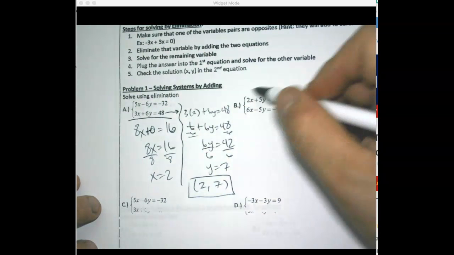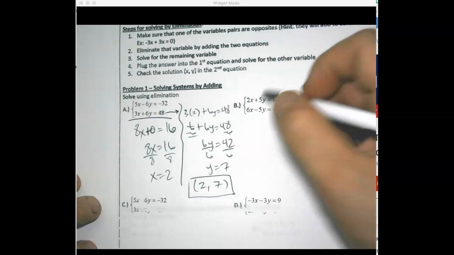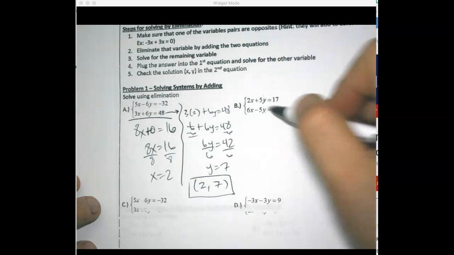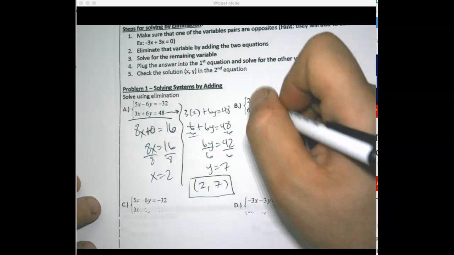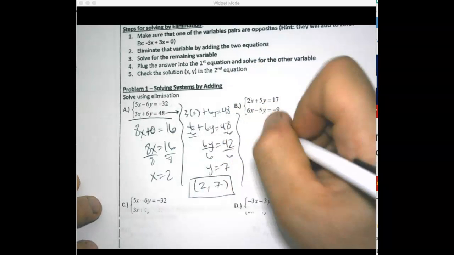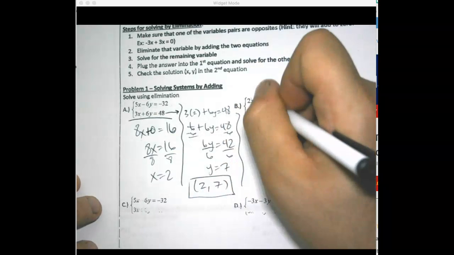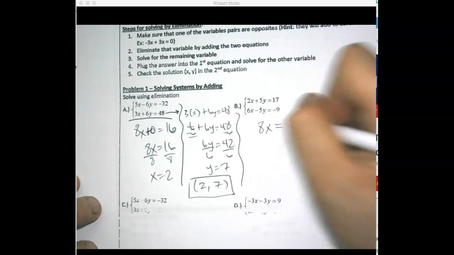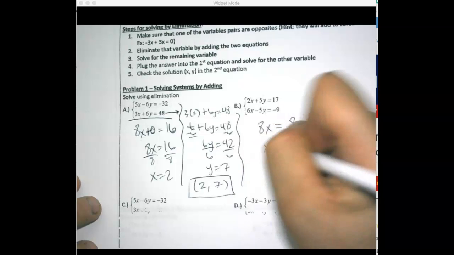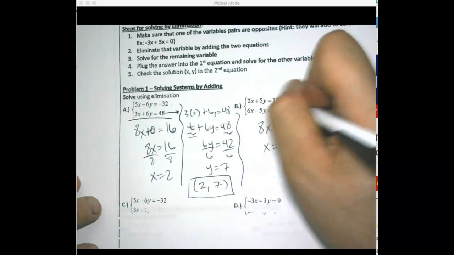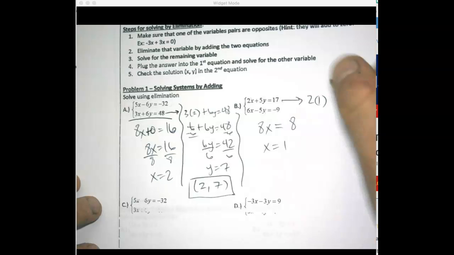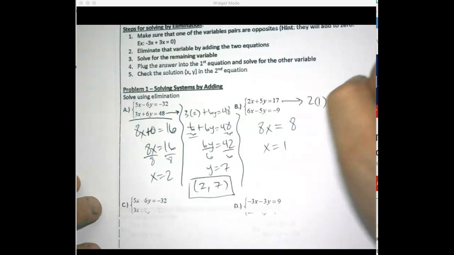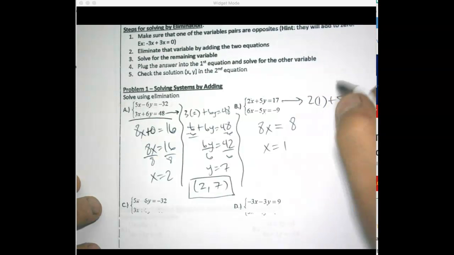On this one, the same thing will happen, right? When I add the equations, the y's will cancel. So 2x plus 6x is 8x, 5y plus negative 5y is 0. You don't need that. 17 plus negative 9 is 8. Divide both sides by 8, x equals 1. Take the 1 for x, plug it into one of those original equations, and solve for y.